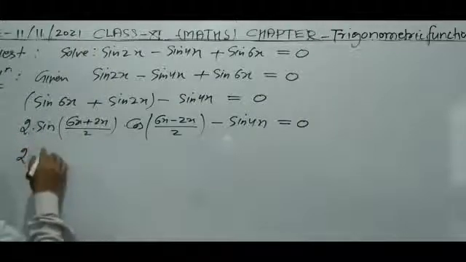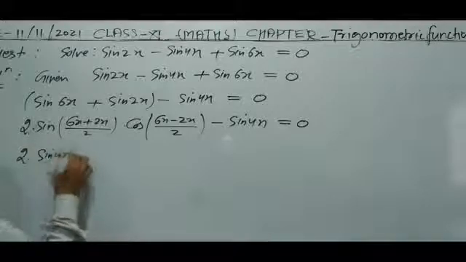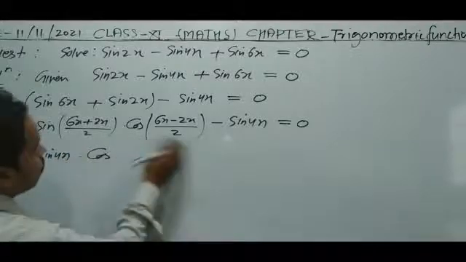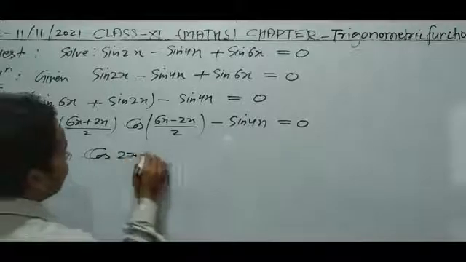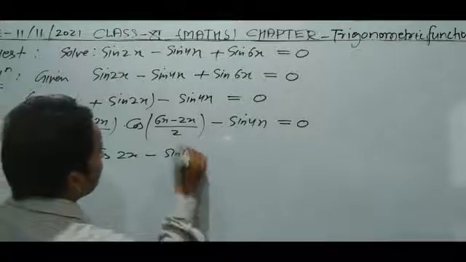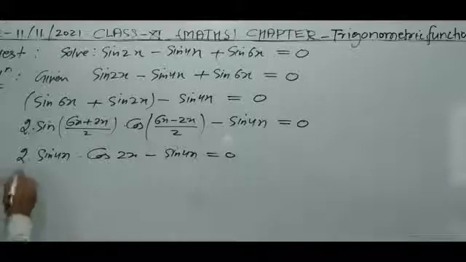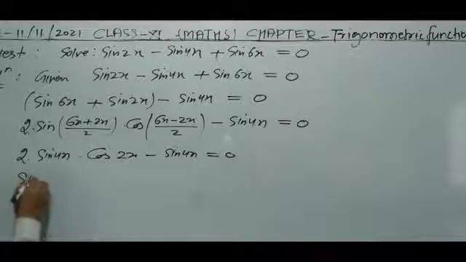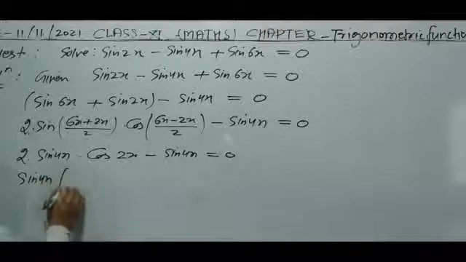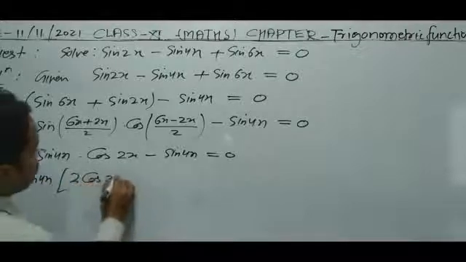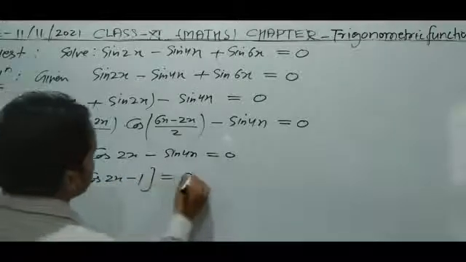Two times sin 4x cos 2x minus sin 4x is equal to 0. Now in this expression, sin 4x is common. So when you take sin 4x common, in the bracket we can write 2 cos 2x minus 1 is equal to 0.